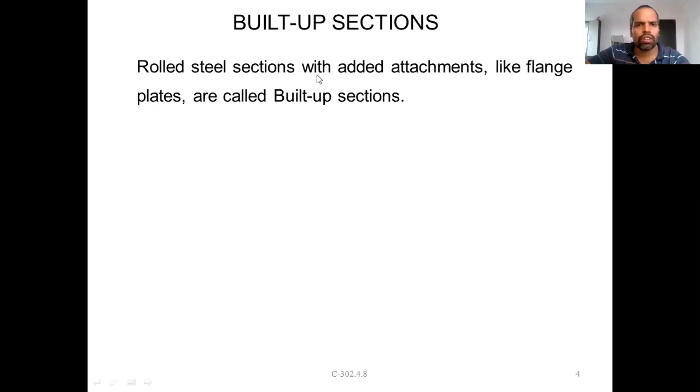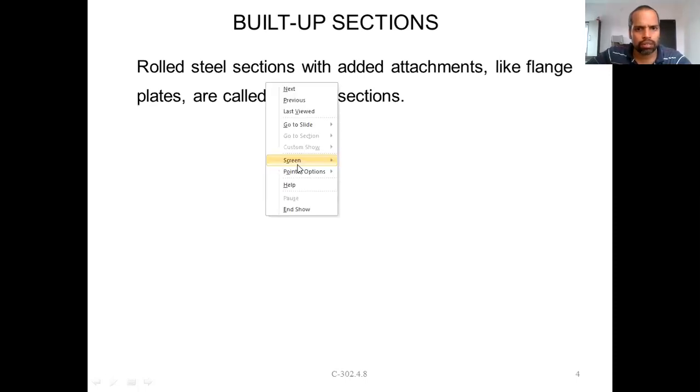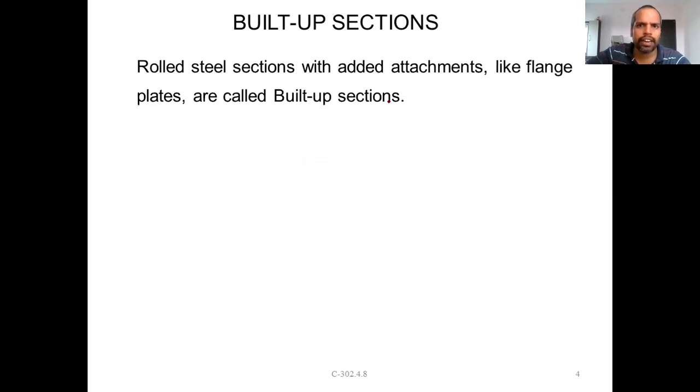The other option is that we can add two angles or two channel sections back to back or toe to toe. I will show it with a diagram also, so that it will be very clear. So, a rolled steel section with added attachments, for example, an I section.